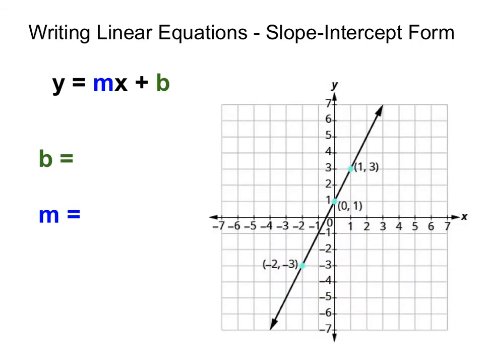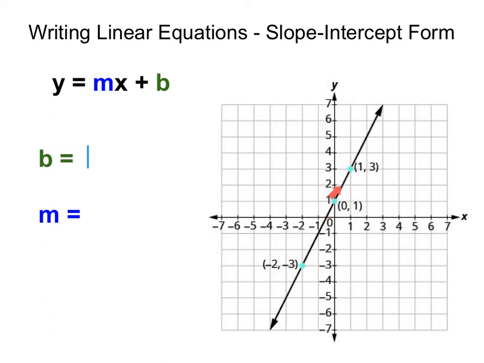All right, let's write the slope-intercept form for this line. I'm going to start by looking for my y-intercept, where this line crosses my y-axis, which is right here at the point 0, 1. So the y-intercept is 1. Now for the slope I'm going to do something a little differently.